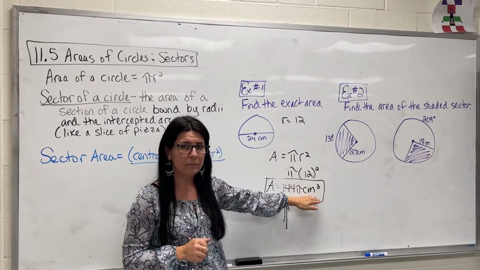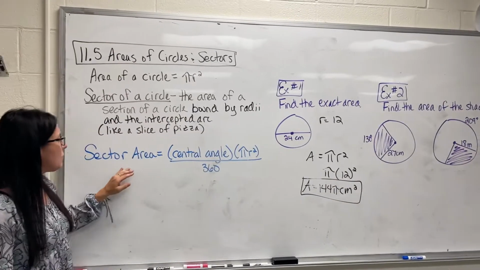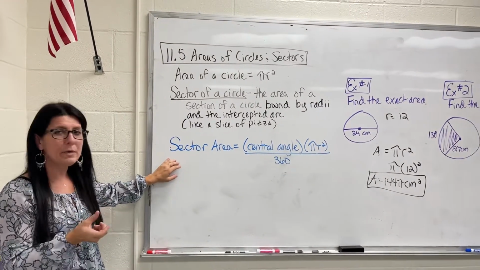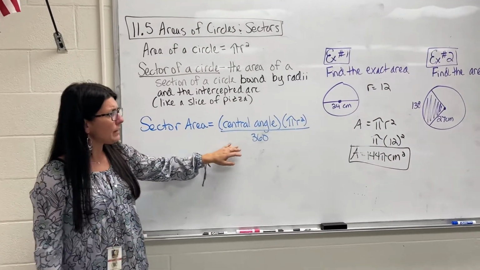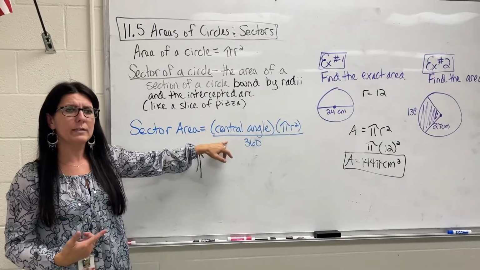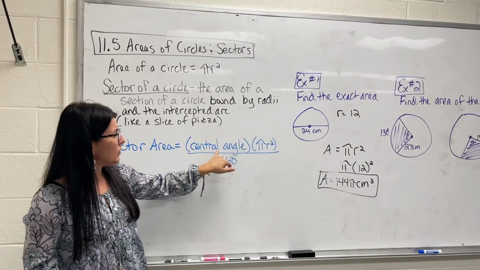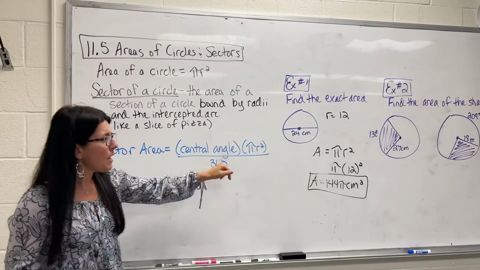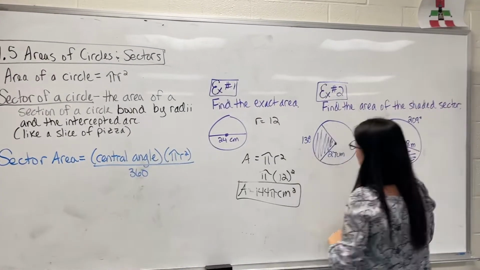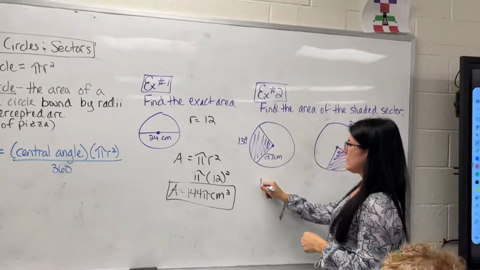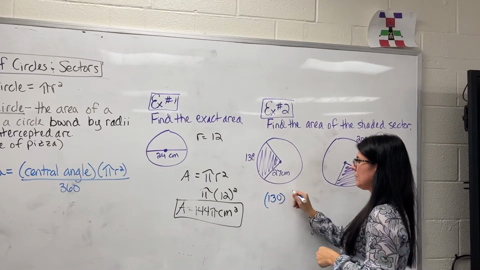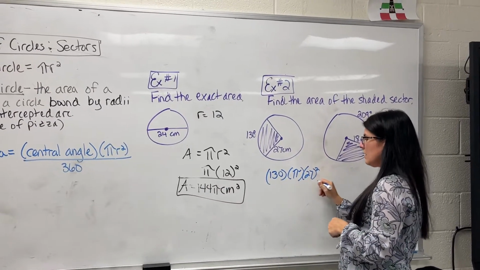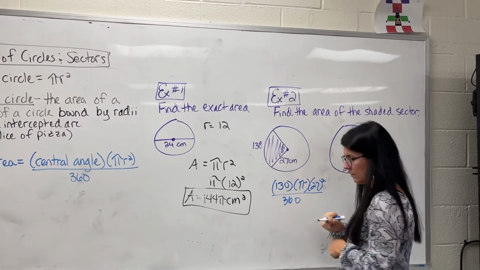There's no rounding there. For this section, to find a sector area, a sector is like part of an entire circle. Looks like a piece of pizza. And to find that partial area, we're going to do very similar to what we did with the partial circumference. Central angle times the entire area divided by 360. So over here, we would take that central angle of 130 multiplied by pi times 27 squared, divide by 360.